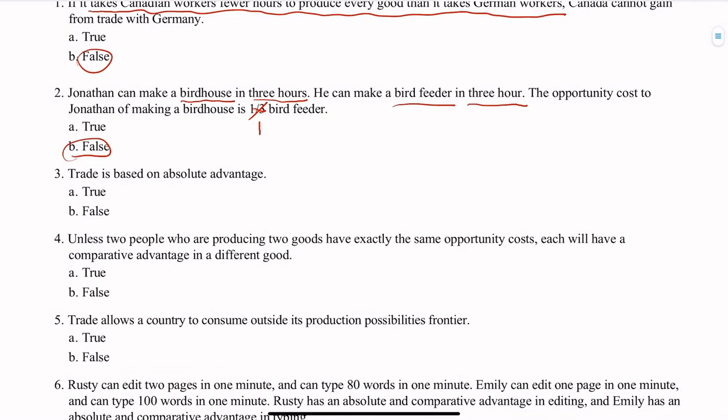Trade is based on absolute advantage. Well, we talked about this several times. Obviously, this is not true. Trade is based on comparative advantage.